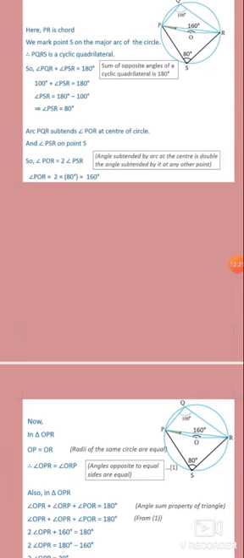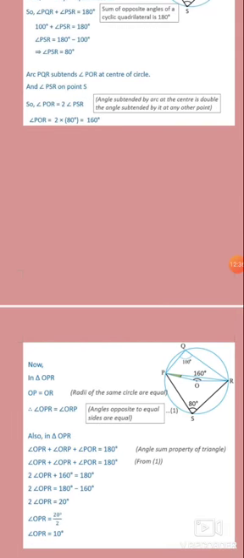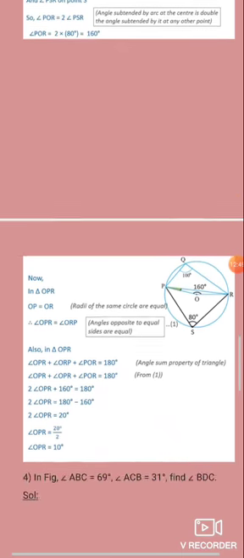Instead of ORP we can write what? OPR. So twice OPR plus angle POR, how much degrees? 160 degrees is equal to 180. So twice angle OPR, 180 minus 160 is equal to what? 20 degrees. So angle OPR is equal to 20 by 2, which is equal to what? 10 degrees. So that small angle OPR is equal to 10 degrees.